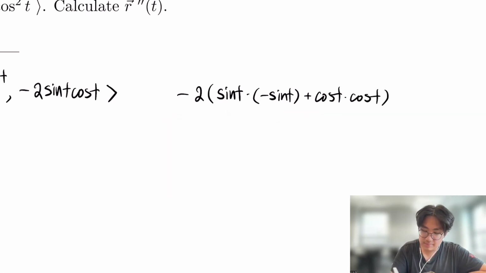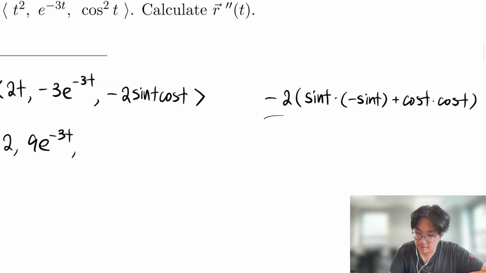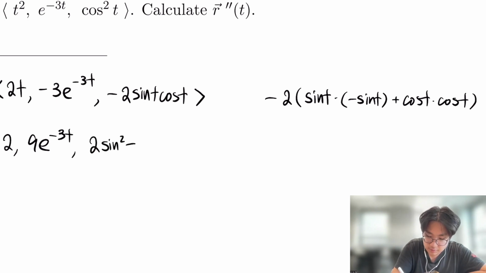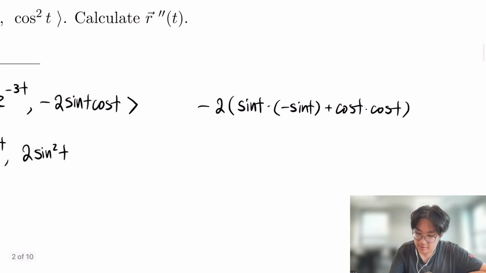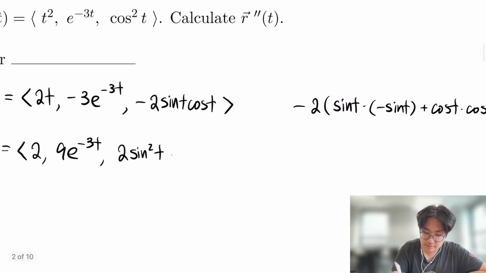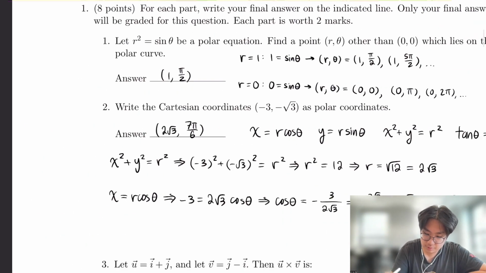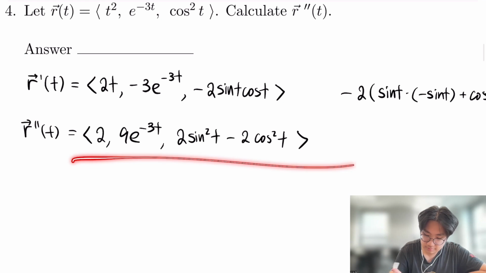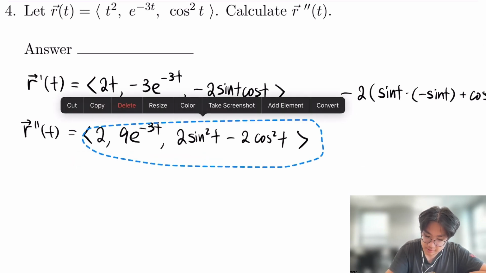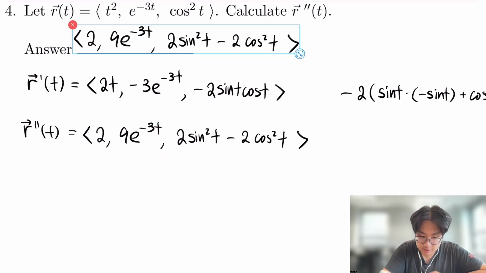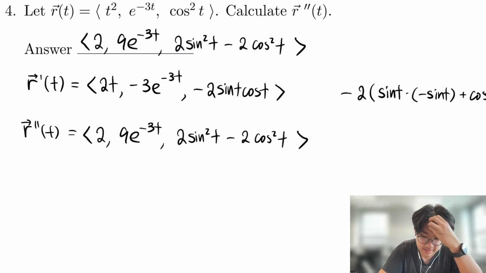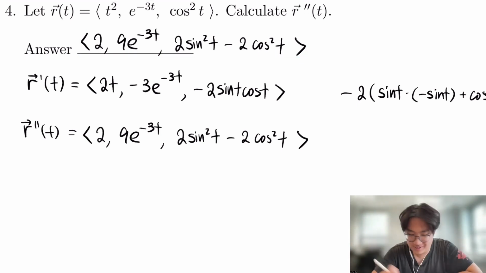And in this case, you can then expand this, which would give you -2 times negative sine squared t. So you have 2 sine squared t. And then here you have negative 2 times cos squared t. So you have minus 2 cos squared t. And this would be your final answer right over here. So I'll just copy it and put it up here. It is oddly formatted in the sense that it doesn't fit in one line, but it doesn't matter.